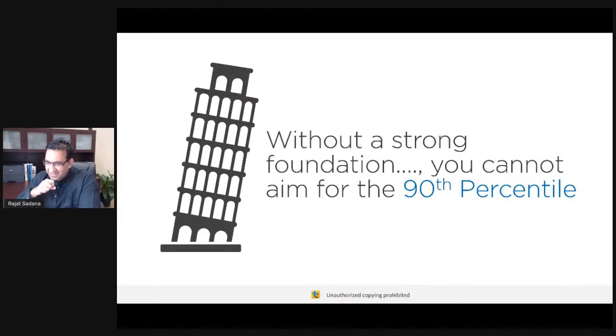Okay. The key thing is, don't say you're going to get to that 730 score if you're not willing to put in the time and effort to build that strong foundation. Because if you don't do that, you're not going to get there.